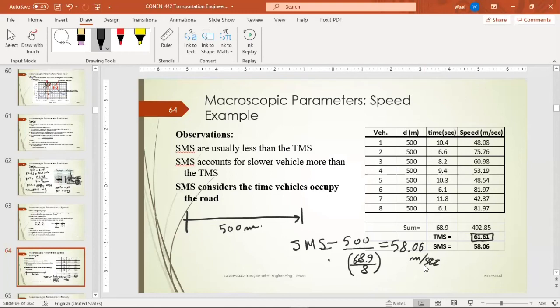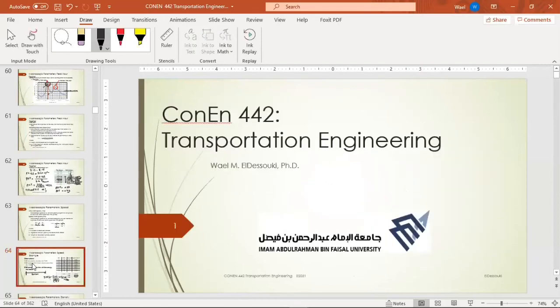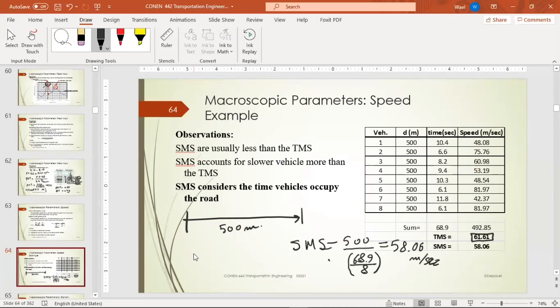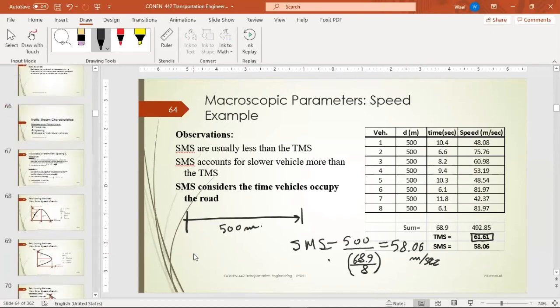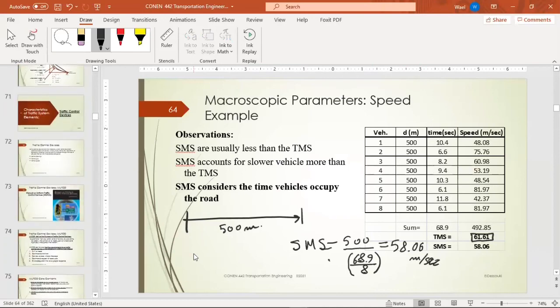But here, if we calculate the average of the speeds, it's 61.61, okay? That's why we say that the space mean speed is more conservative, and it's more realistic to the actual, to give you a better value, okay?